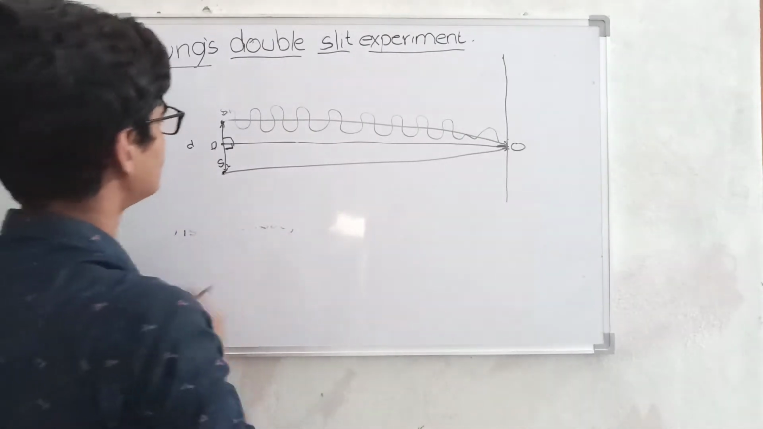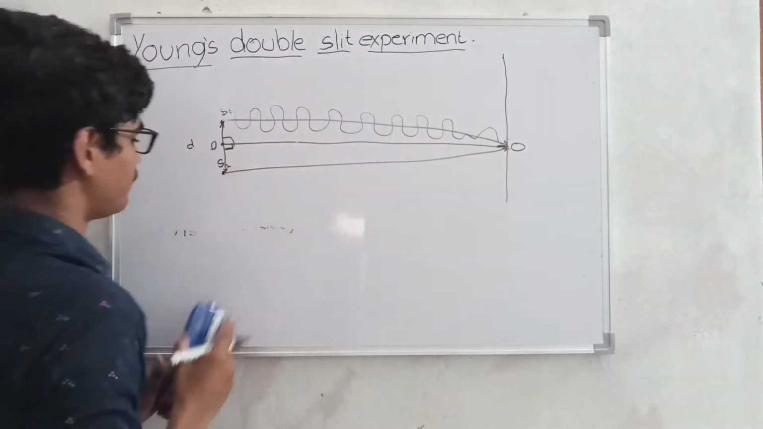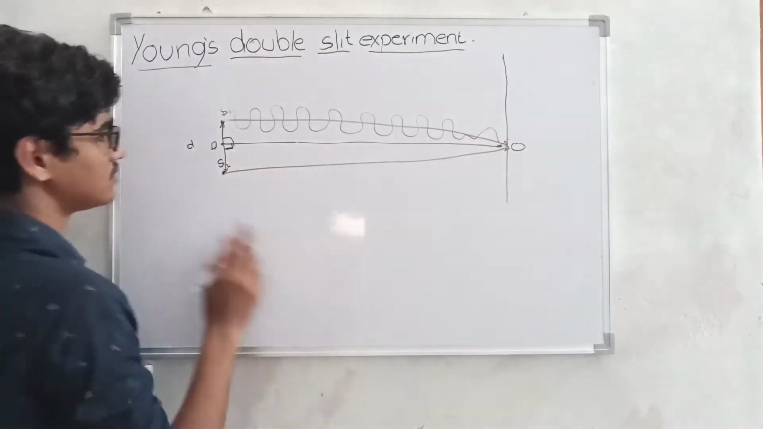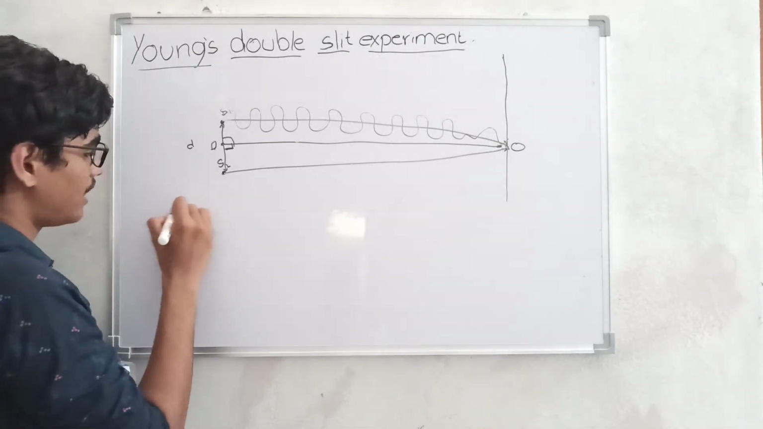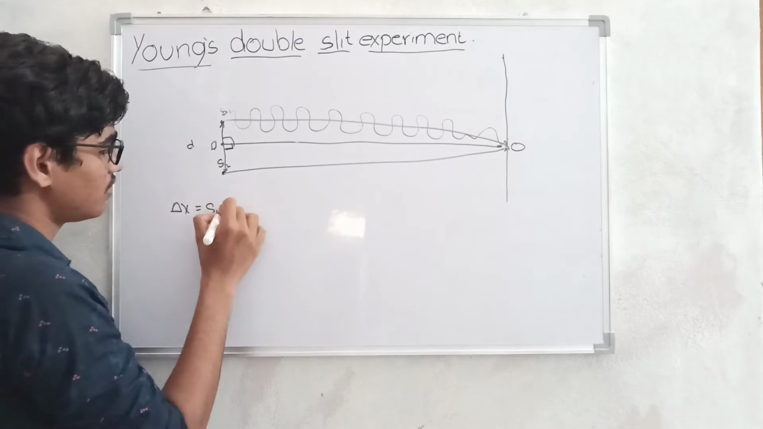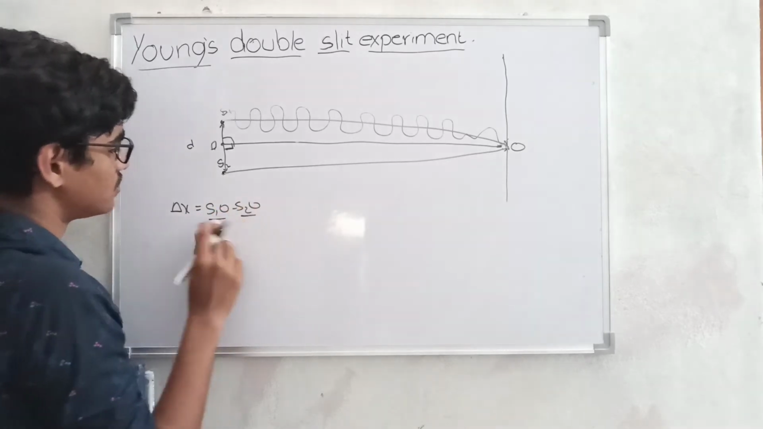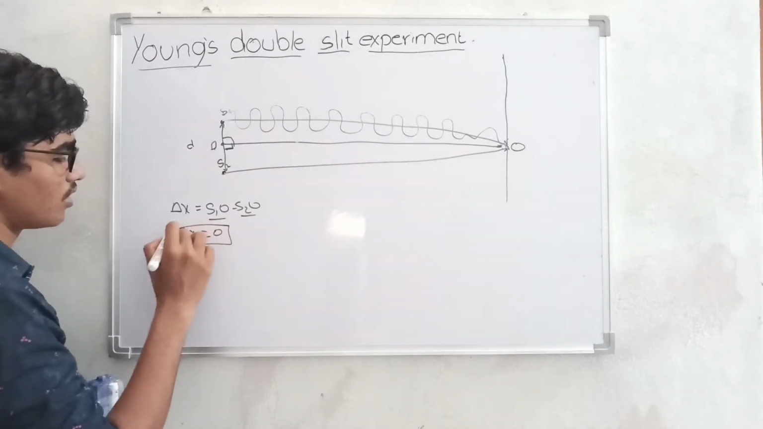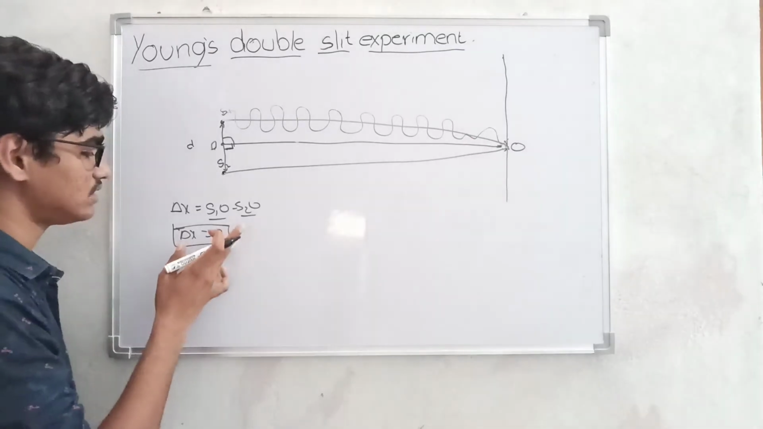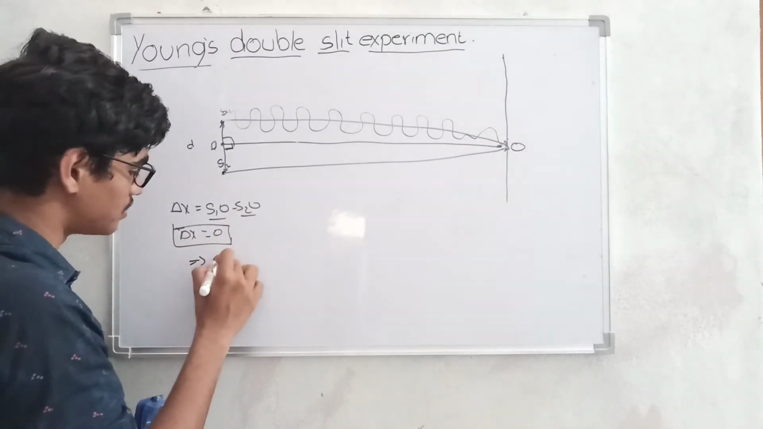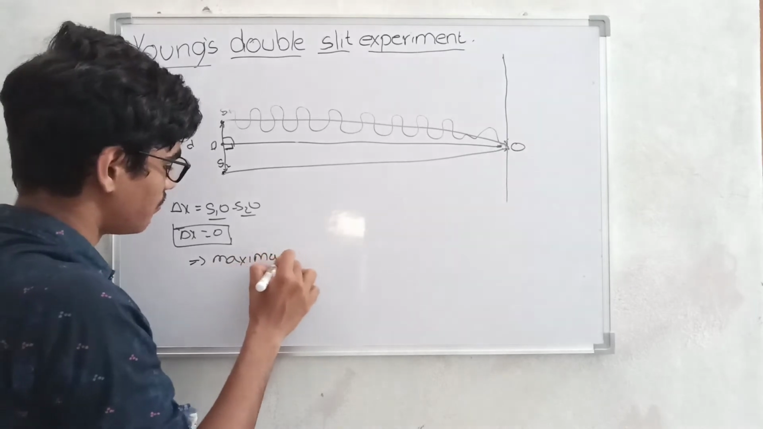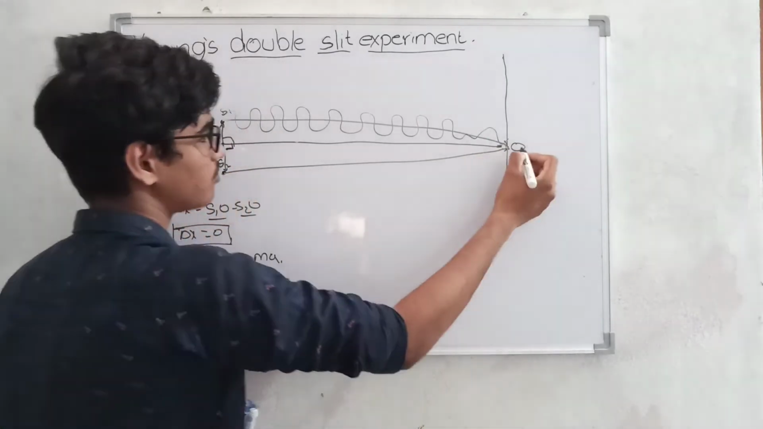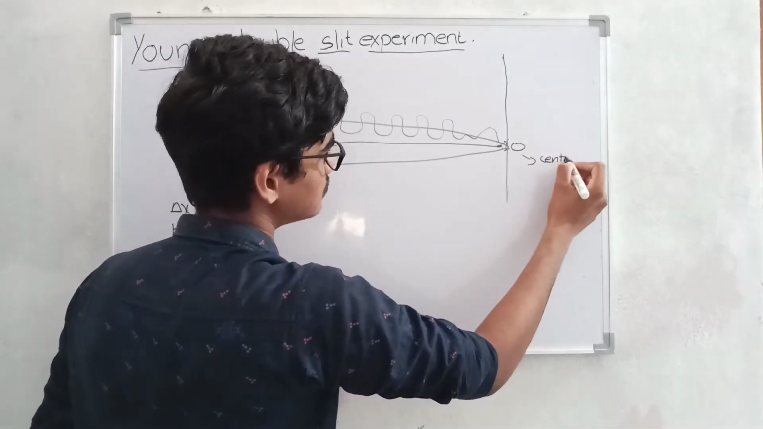If these two lengths are equal, at this point interference happened. So the path difference is S1O minus S2O. As these two lengths are equal, path difference is 0. We know from interference, if the path difference is 0, then we get a maximum, and it is found at the center. So we call this point O the central maximum.